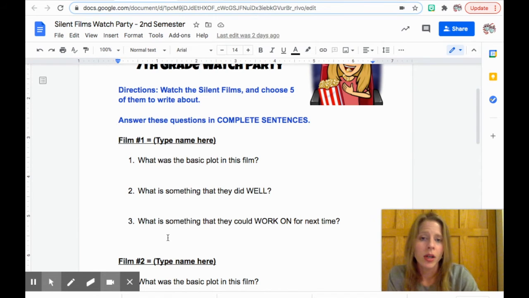And then you want to also say, what is something they could work on for next time? And there's always something that everyone can work on, okay? Whether it is making it a little bit clearer, maybe the actions of things, or maybe theirs needs to be longer, or maybe theirs needs to be shorter, right? There's lots of different things, be nitpicky, find something. So don't just say nothing. That's not an acceptable answer, okay?